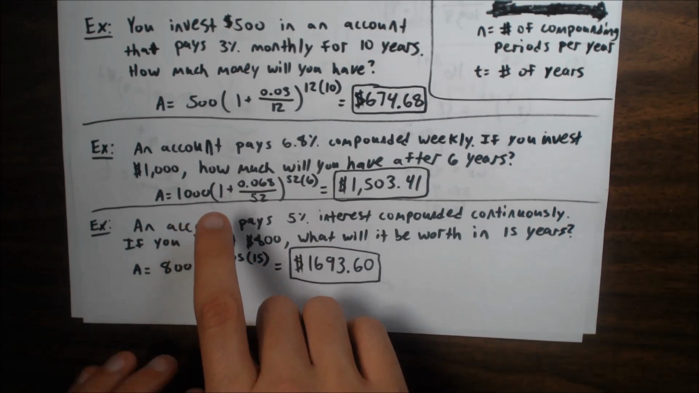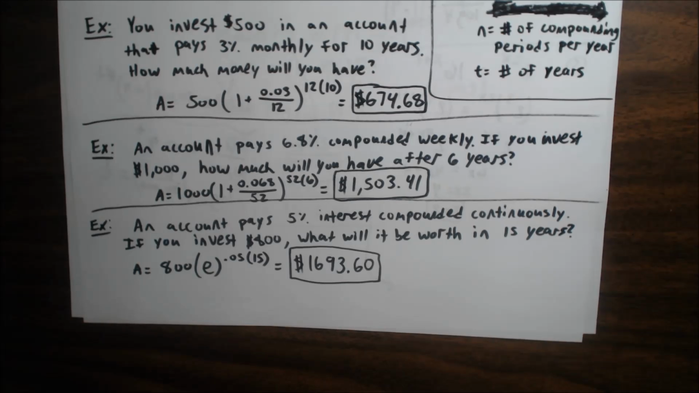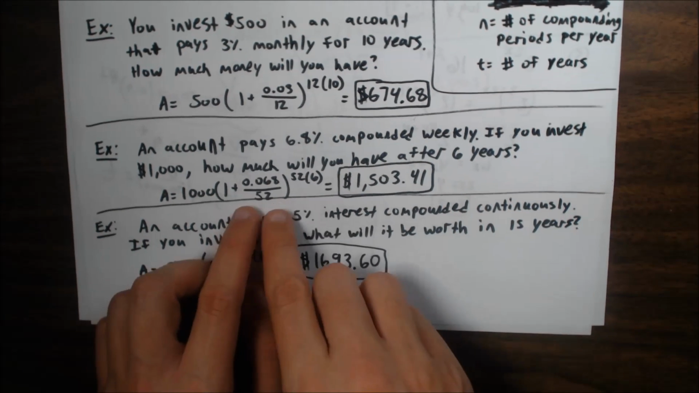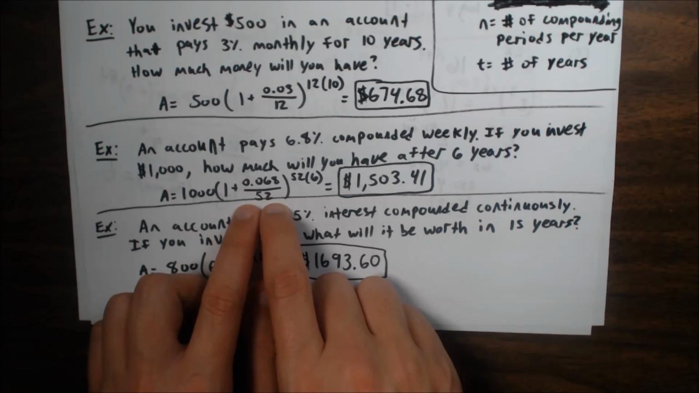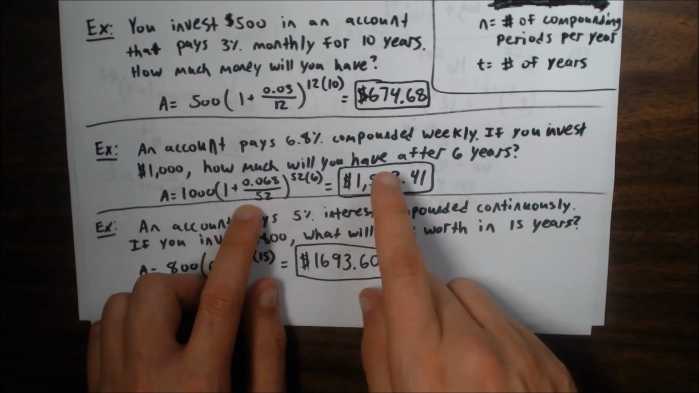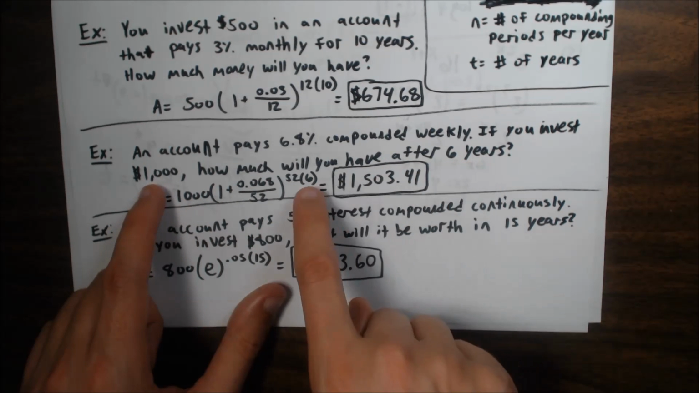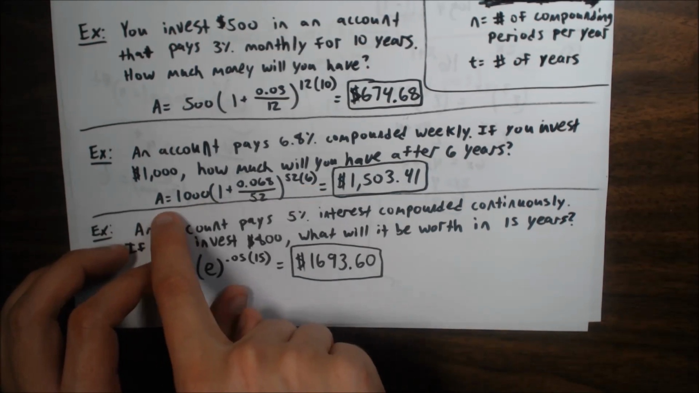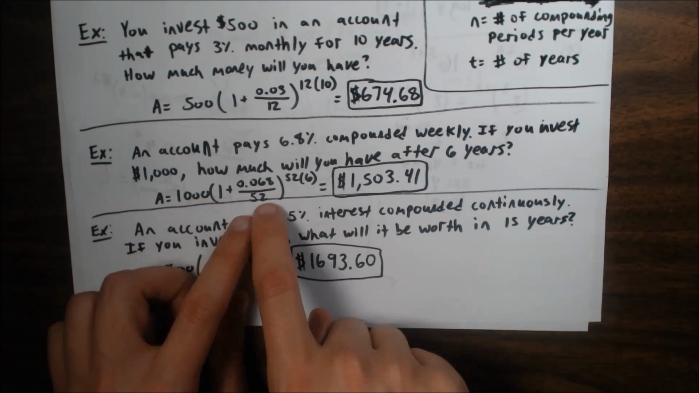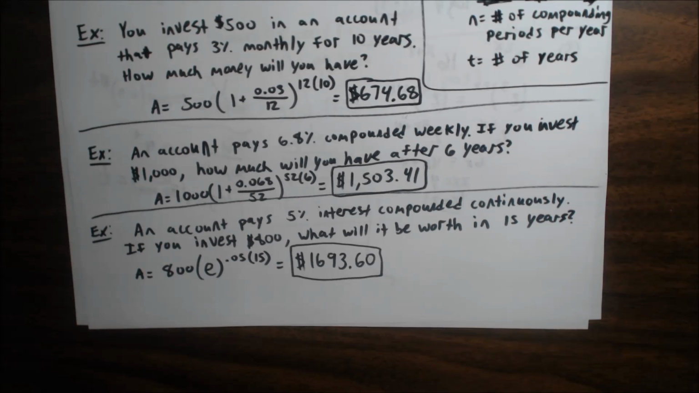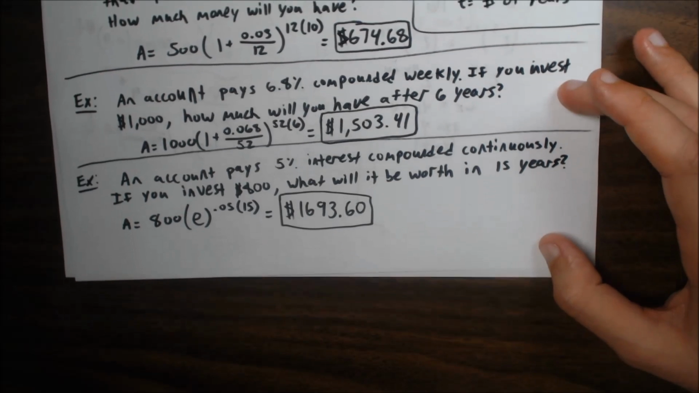All right, so another example: an account pays 6.8% compounded weekly. How many weeks are there in the year? 52. So that means we're going to have 52 as our N, how many times it's compounded per year. If you invest $1,000, that's the starting amount. How much would you have after 6 years? That's T. You plug all this in the calculator. Be careful about your parentheses and all that kind of stuff. And you get $1,503.41.